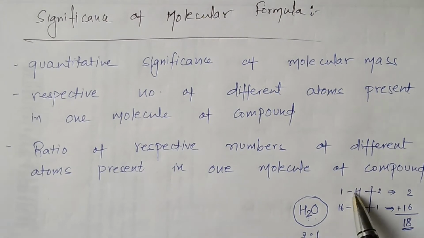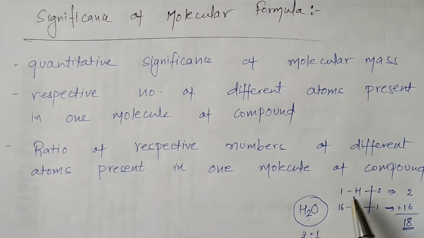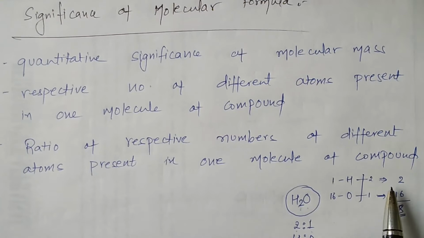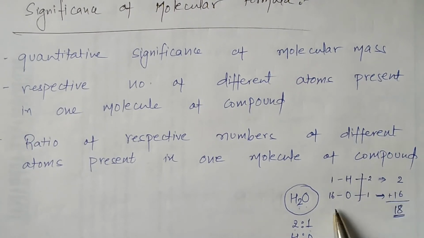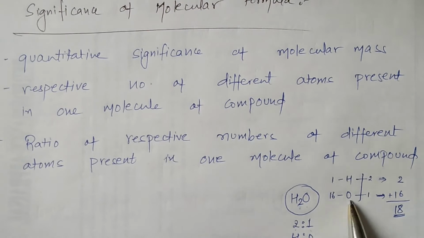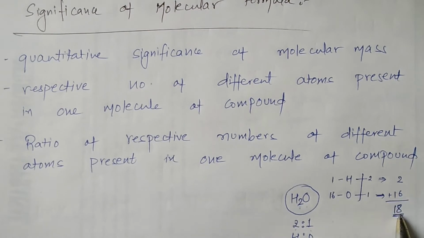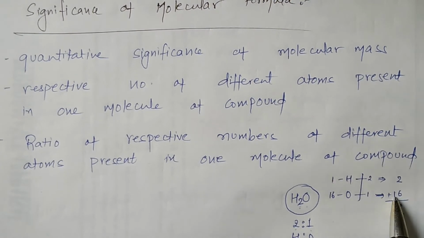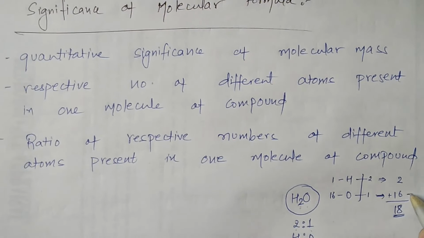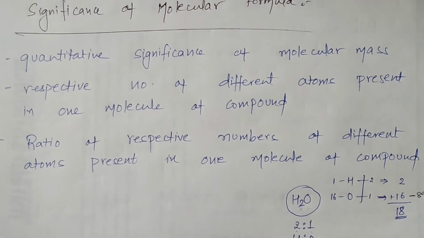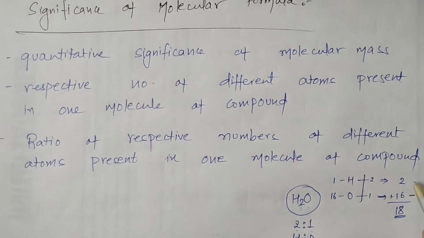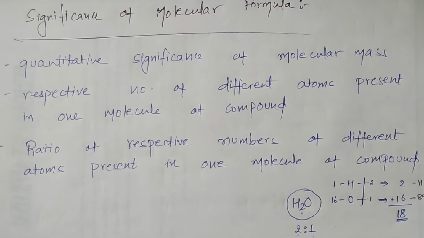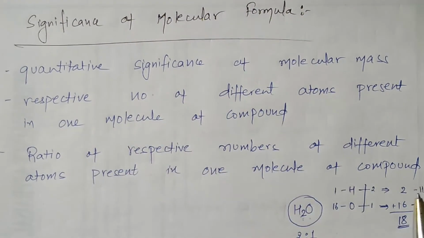That means one hydrogen atom is there whose mass is 1. Two hydrogen atoms are there whose mass is 1 each. The net mass contribution of hydrogen is 2. Similarly, oxygen has the mass 16, contribution 1. So the total mass is 18, out of which 16, the contribution of oxygen, is almost 89% by mass, and the contribution of hydrogen is almost 11% by mass. Is that clear? So the molecular formula gives me quantitative significance of molecular mass.